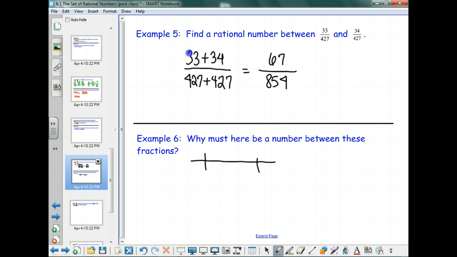At some point you'd be able to zoom in far enough that you'd have 33 over 427 here and 34 over 427 here, right? If you zoom in far enough, you can see that even though the numbers are awfully close together, there's space between them. And if there's space between them, there's a number between them. Does that make sense? That's exactly what the whole density business means. It means that there is a number between them because there is space between them.